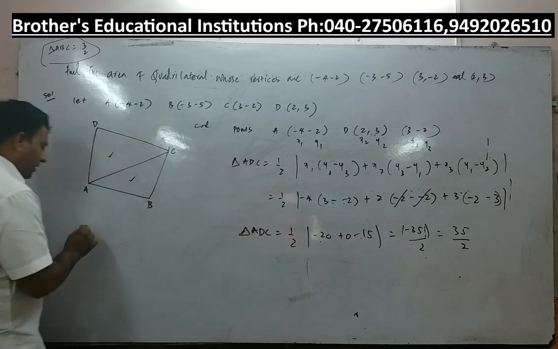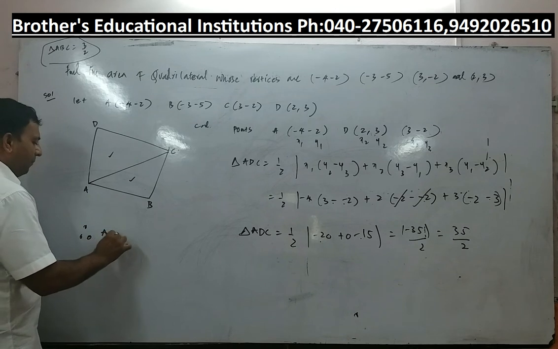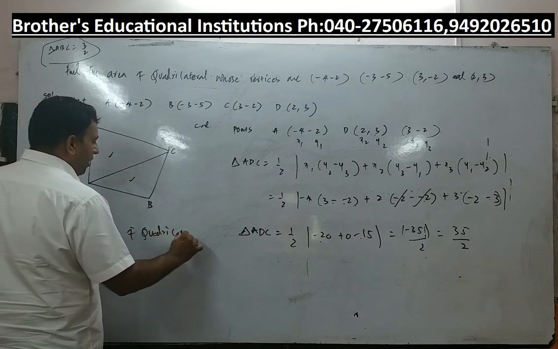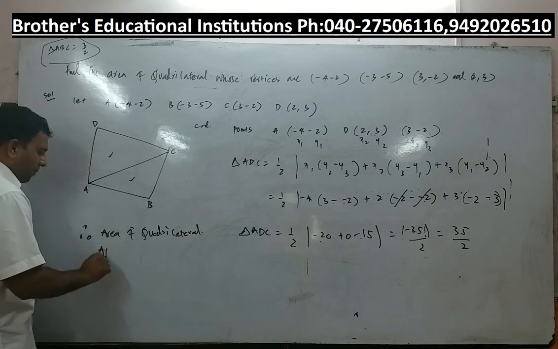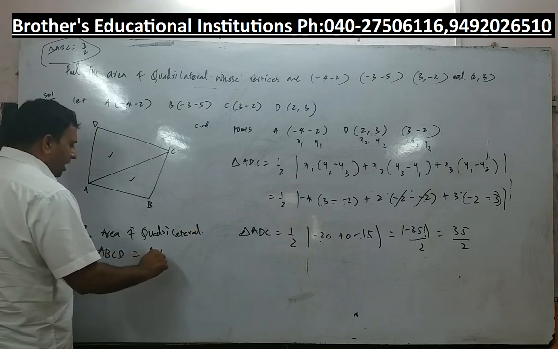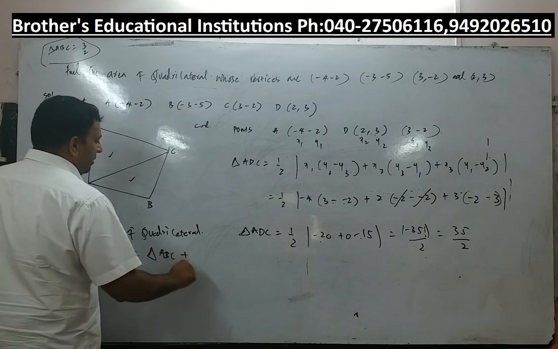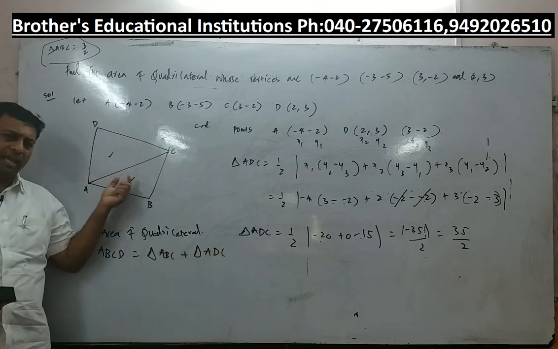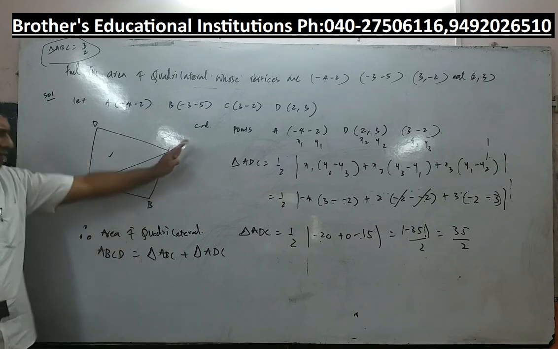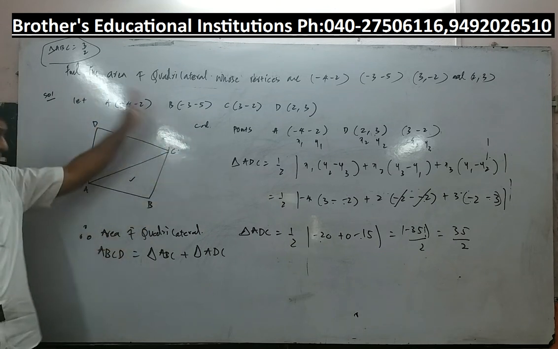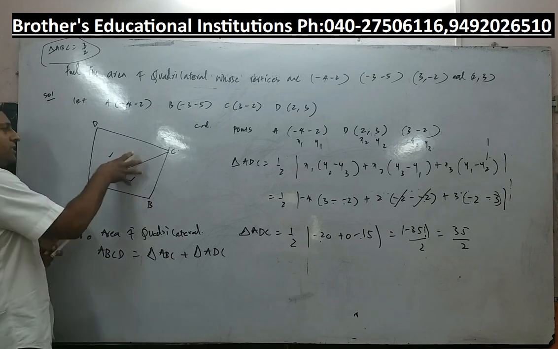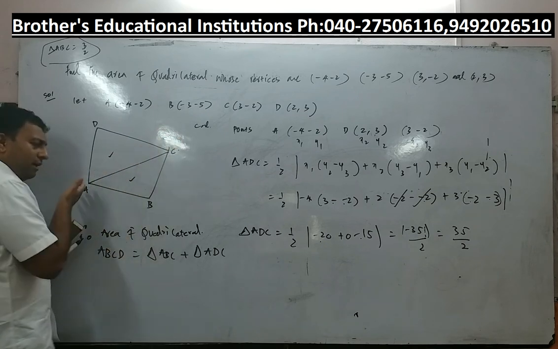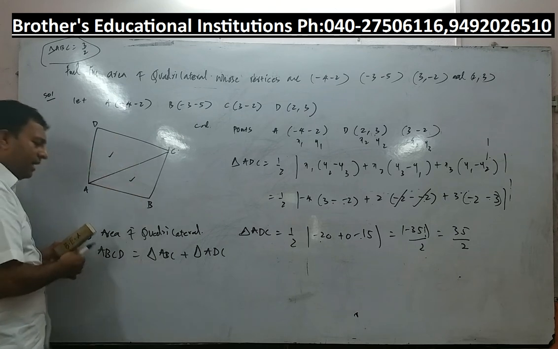I want the area of the quadrilateral. Therefore, area of quadrilateral ABCD is equal to area of triangle ABC plus area of triangle ADC. Is it not? Area of triangle ABC plus area of triangle ADC will give you the area of quadrilateral ABCD. So the area of a four-sided figure can be found by splitting it into two triangles and finding the areas individually.